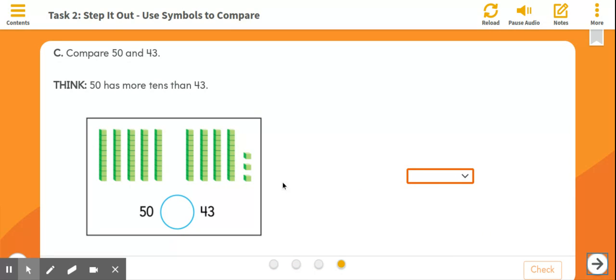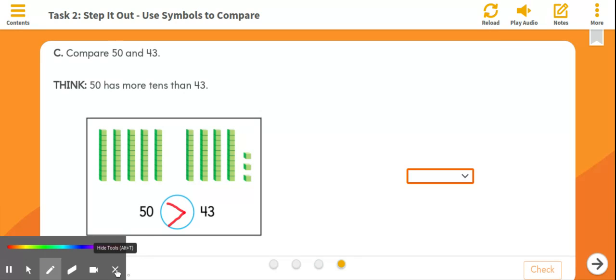And the last one we're working on today, if we compare the tens in these two numbers, the number 50 and the number 43, 50 has 5 tens, 43 has 4 tens. So we know right away without even looking at the ones that our alligator would want to eat the 50 because it is greater. So 50 is greater than 43.